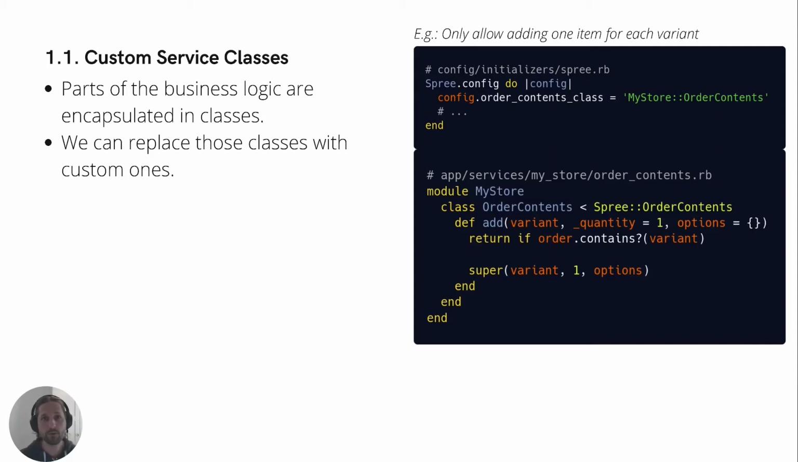Imagine creating a particular store where it only makes sense to buy a single item for any particular product or variant. We can customize the so-called order contents class. We inherit from the core one, but we create a custom implementation of the add method. It returns and does nothing when a variant is already present in an order. Otherwise, it falls back to super and hardcodes one as the quantity argument. Service classes are a very clean way to extend the core behavior.